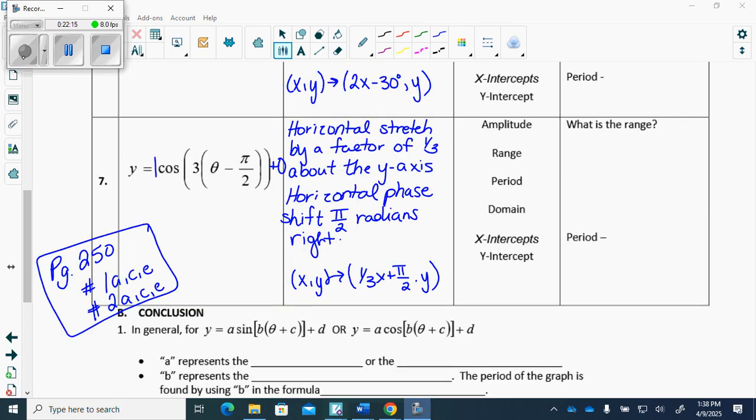That is the homework. One of them just says vertical, and then this one has the phase shift and vertical displacement. I want you to just state the transformations for any of them.